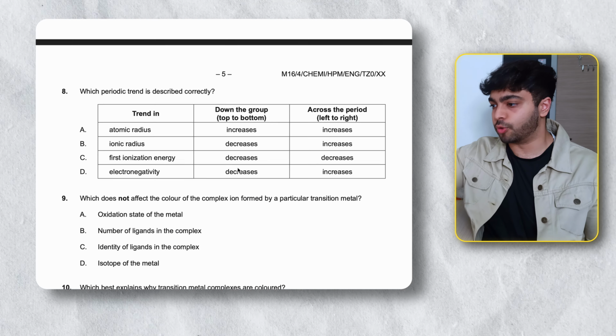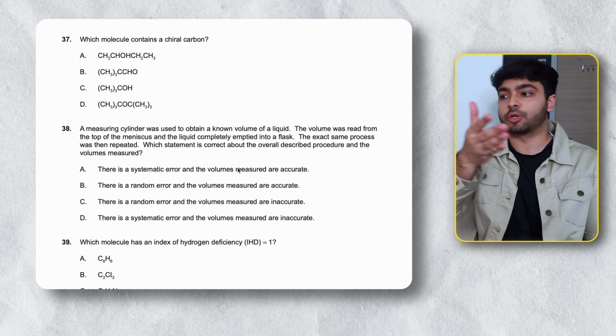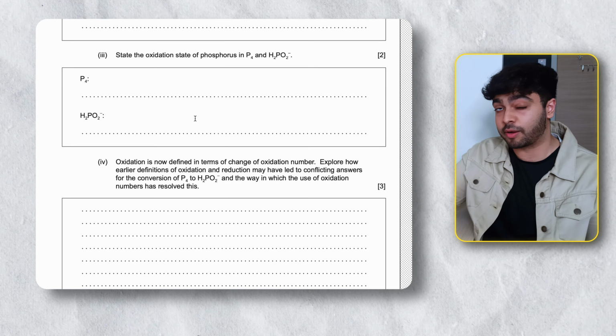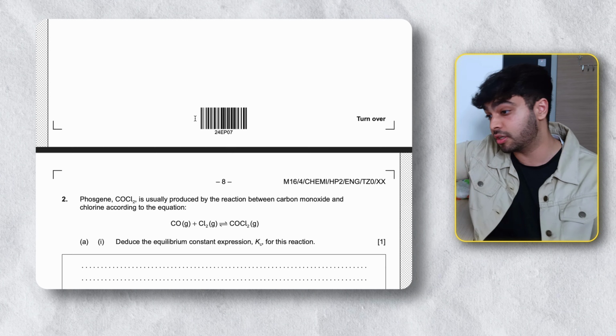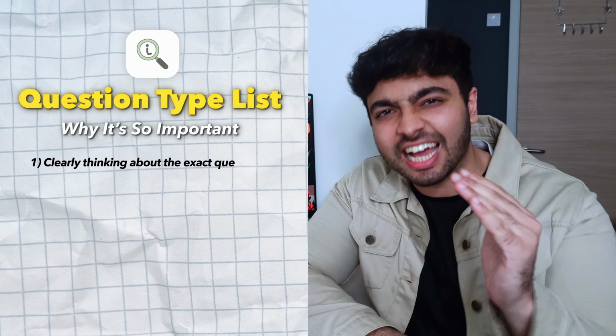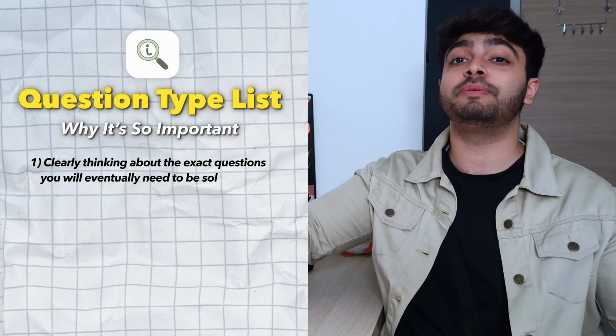You can literally find these from going through the actual chapter, using the chapter questions with all the examples that they have usually, or using the past papers is what I'd recommend the most, and then looking at the related questions to do with this topic. However you do this, the point is that from the beginning, you are number 1, clearly thinking about the exact questions that you will eventually need to be solving in your exam.